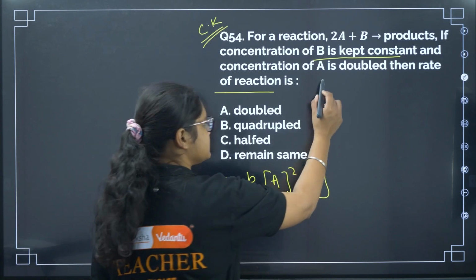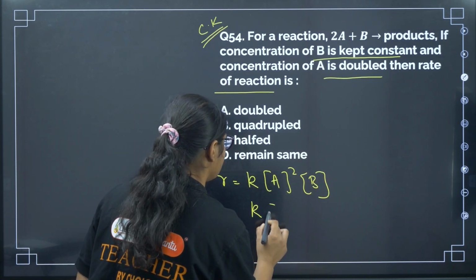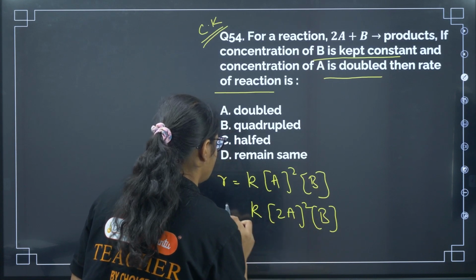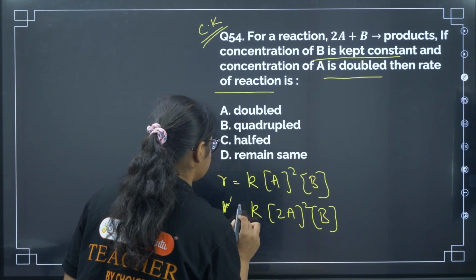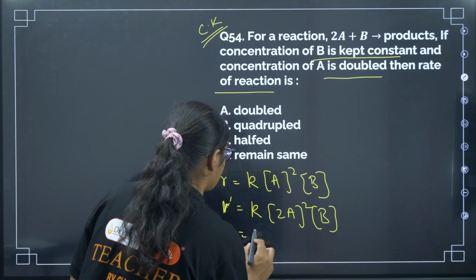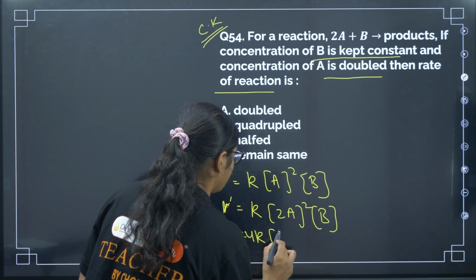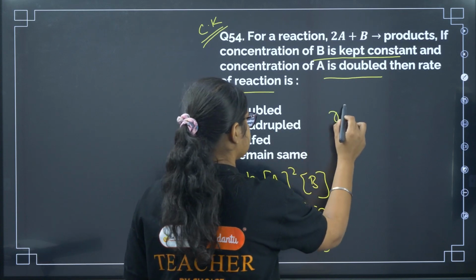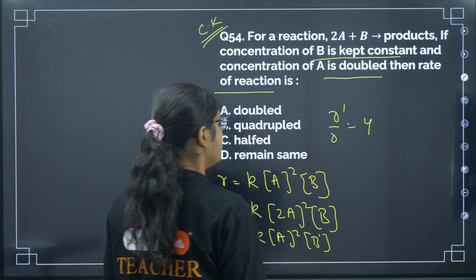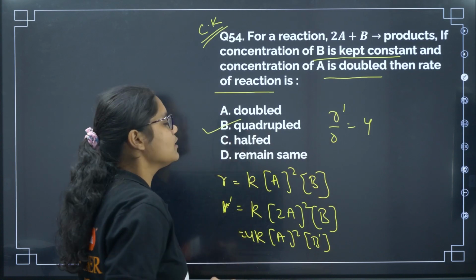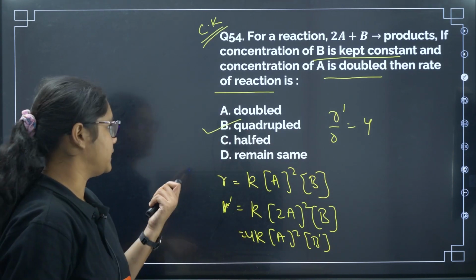So now if A is doubled, I'll get k(2A)^2, B is still constant, R dash, right? So now if you take the ratio of these two, what will I get? This one we can write as k·4A^2·B. So if I divide R dash by R, I'll get 4, right? So the new rate is 4 times the initial rate. So the correct answer will be quadrupled. That is option number B.